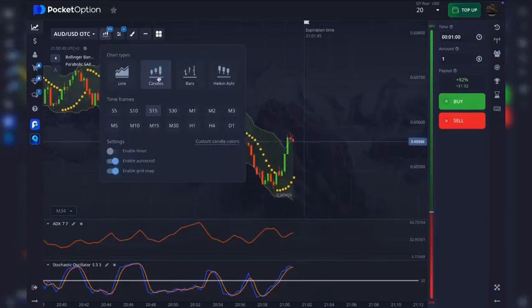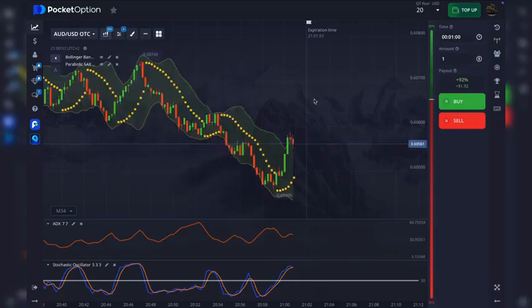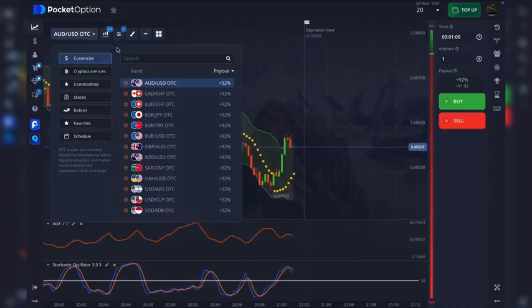Then you need to choose the candles chart type, and of course don't forget to set the 15 seconds time frame of our candles. It's very important to get clear signals. Then the last step is we need to choose the asset. So you can use any asset that you want.